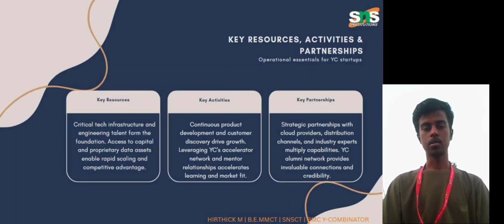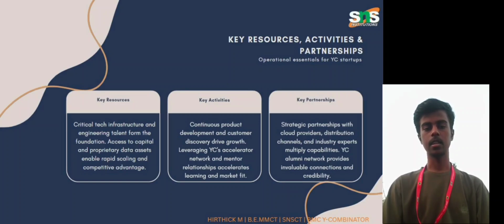First one, key resources. The core things required. Tech infrastructure like servers, cloud, tools, etc. And engineering talent, capital, funding, and data assets. This is important because these are the foundations for building and scaling a product.